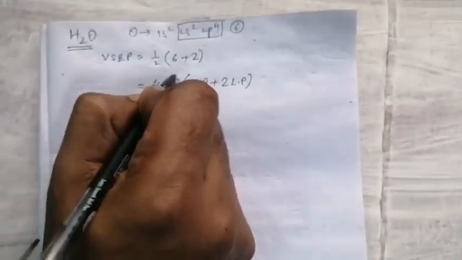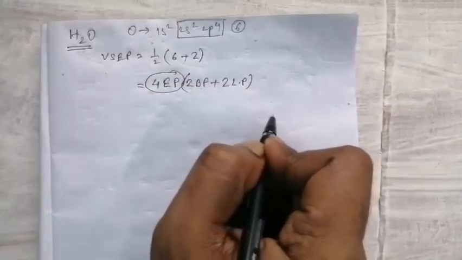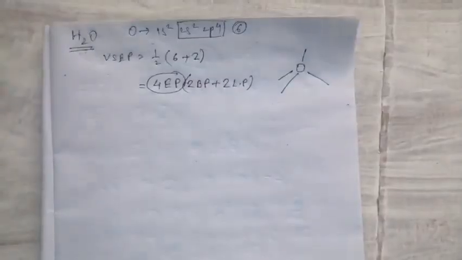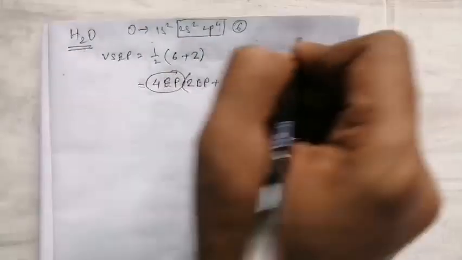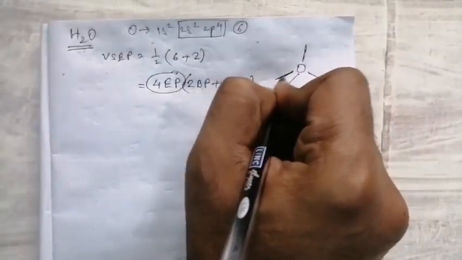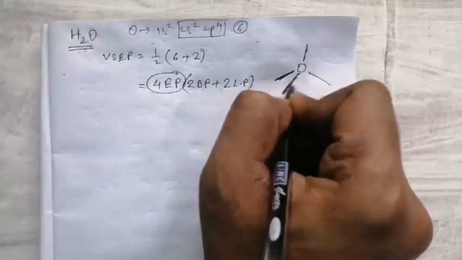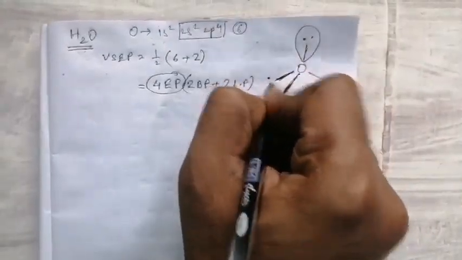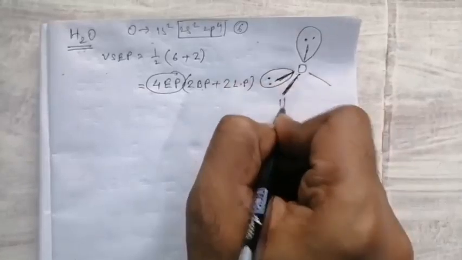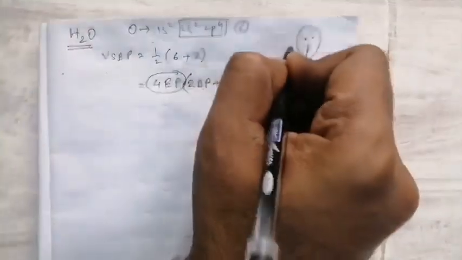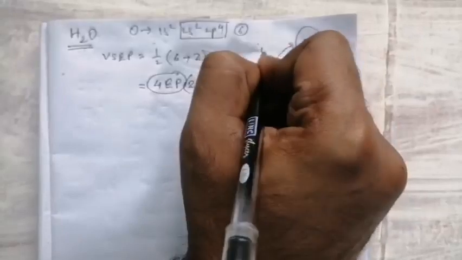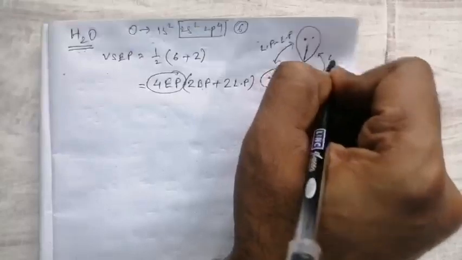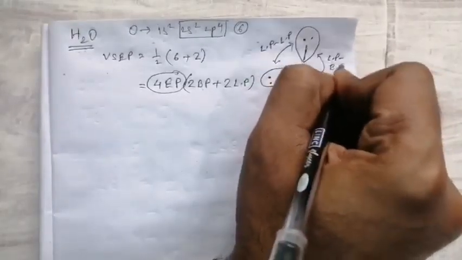Now what should be the shape? Since again it is 4 electron pairs, the shape should be like this. The shape should be tetrahedral. Now in a tetrahedral shape, how do we put the electron pairs? First put the electron pair here, then put the electron pair here, then put the hydrogen here. Now here there will be lone pair repulsion, and here there will be lone pair, bond pair repulsion.